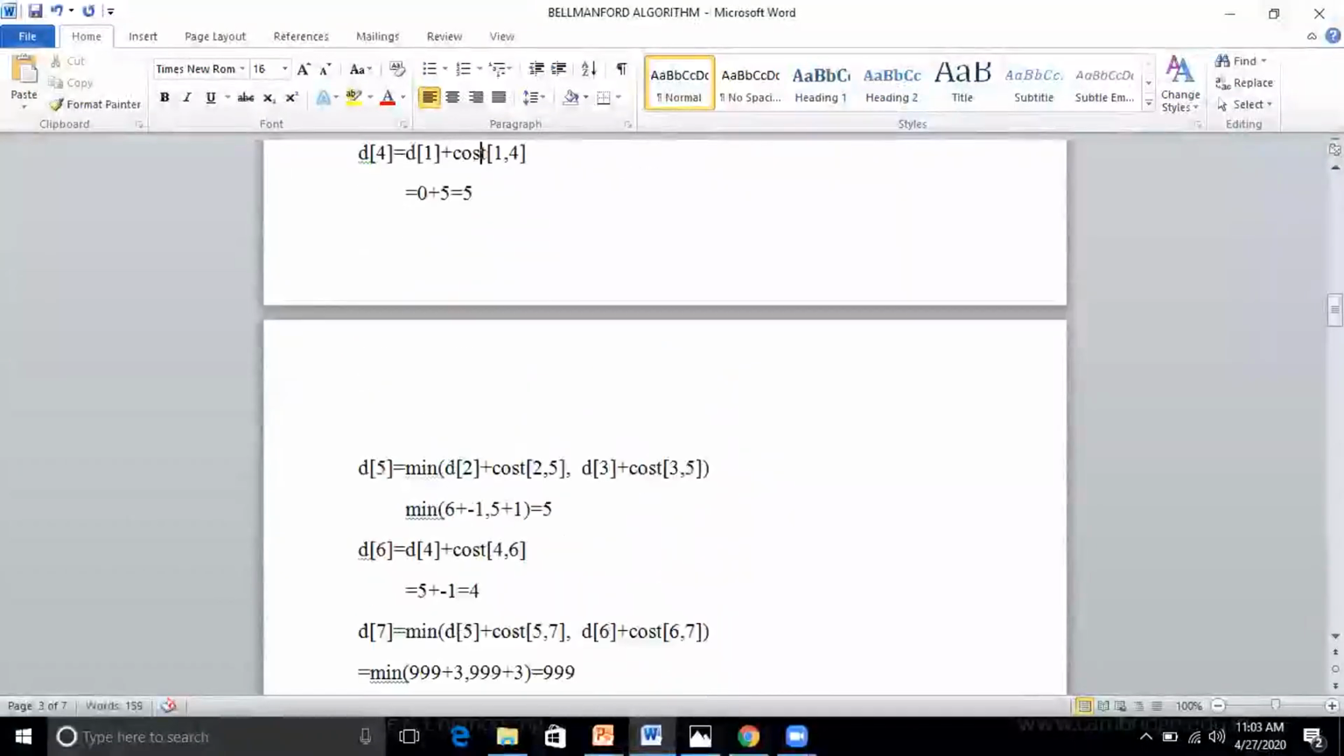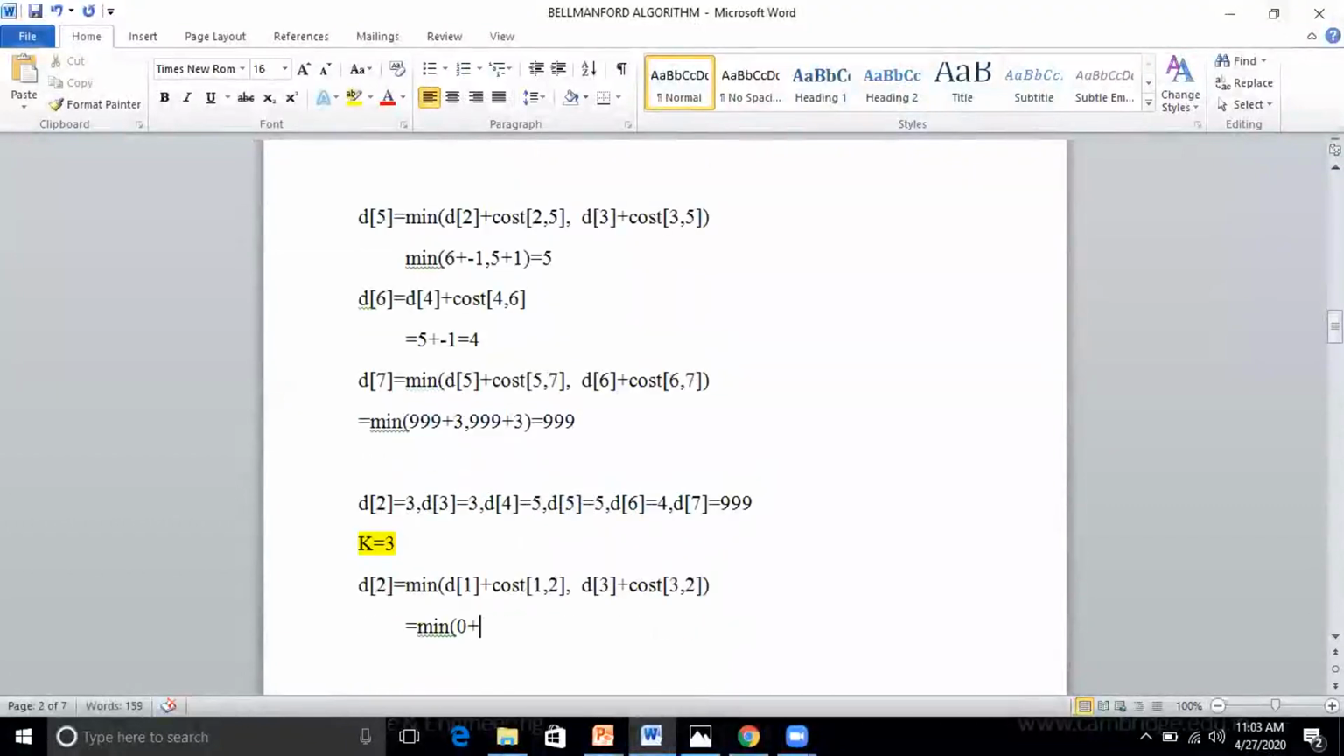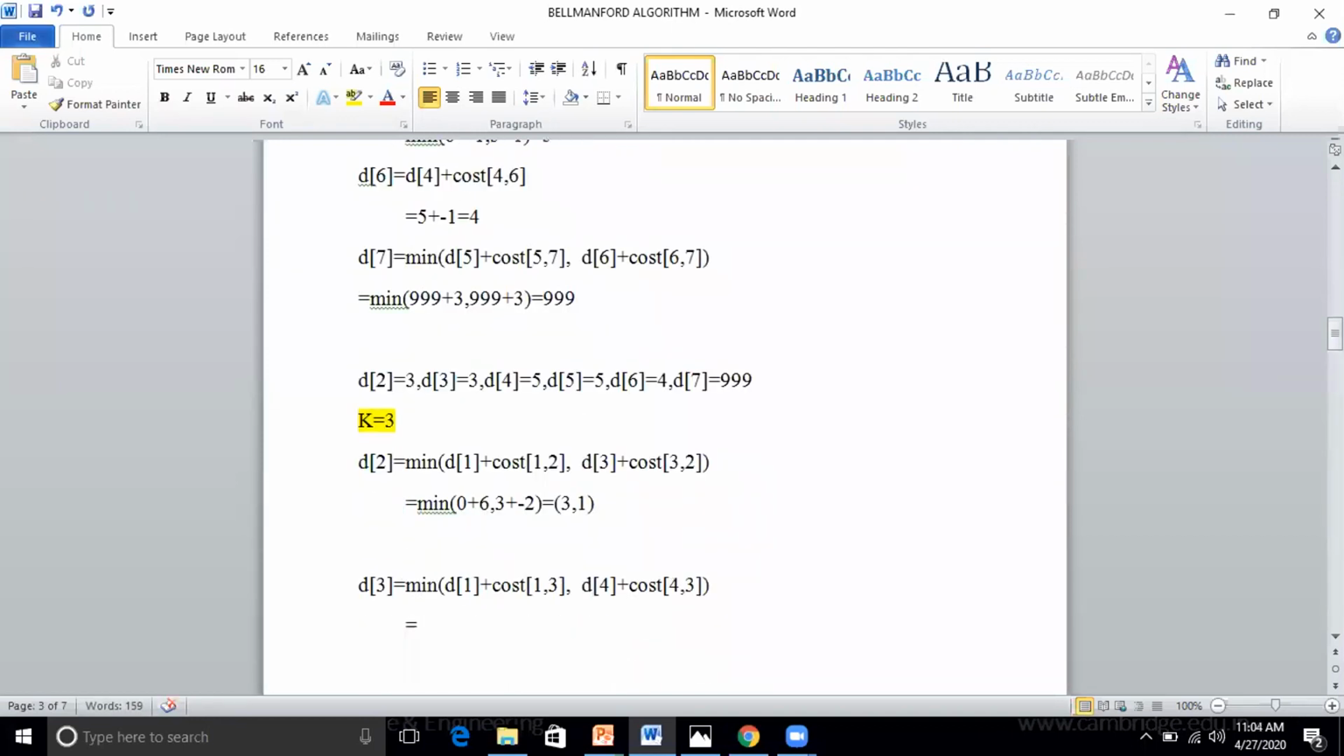What's the d of 2? Six, comma. 3. D of 3 is what? 3. What is the edge cost from 3 to 2? Minus 2. Now, what is the minimum value? 1, sir. 3 minus 2, 1. Isn't it? Via what are you getting it? Via 3 itself. So can I write this as 3, comma 1? Yes, sir. Fine.